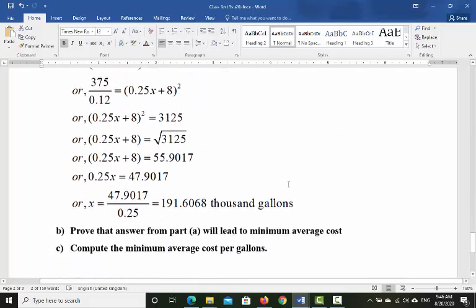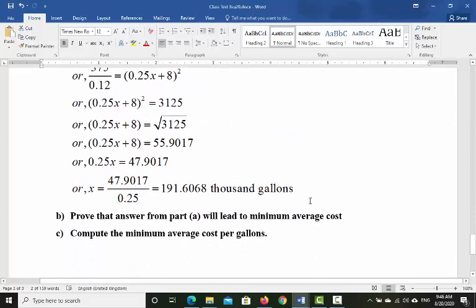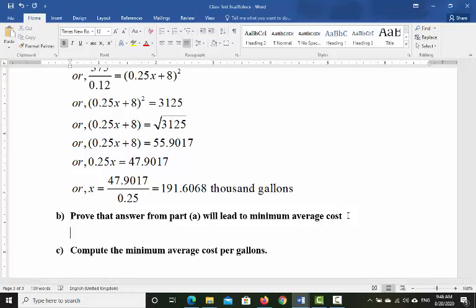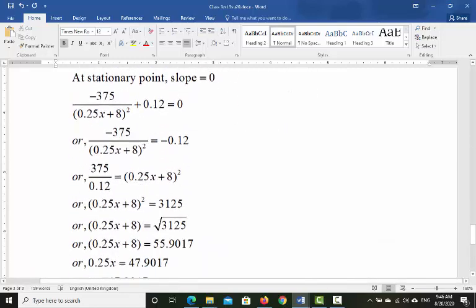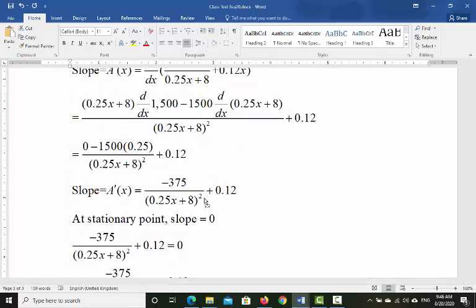Right, so we got the value of x. Now the question is asking us to prove it. So let us prove it. To prove it, we know that there are two methods.